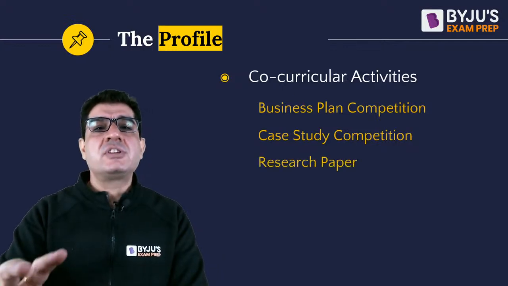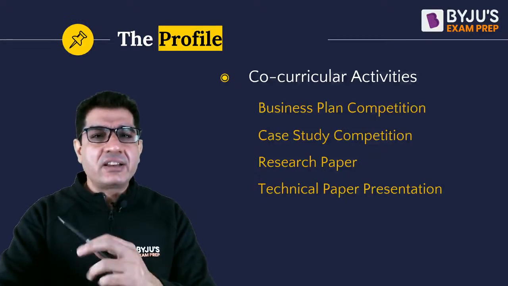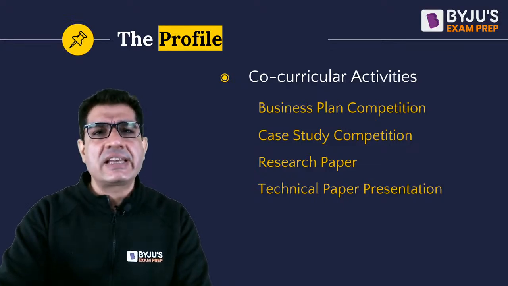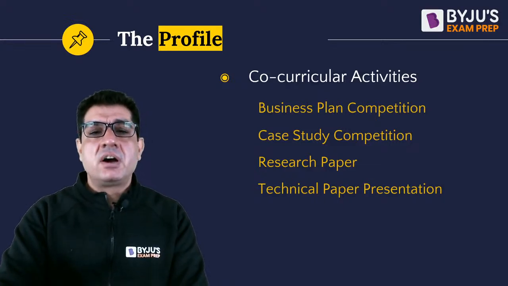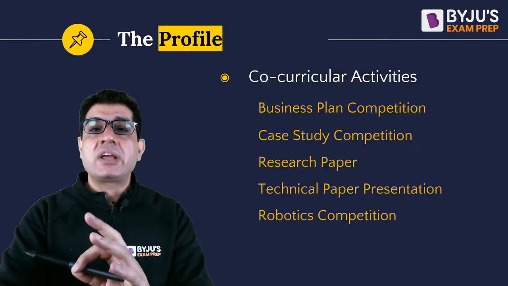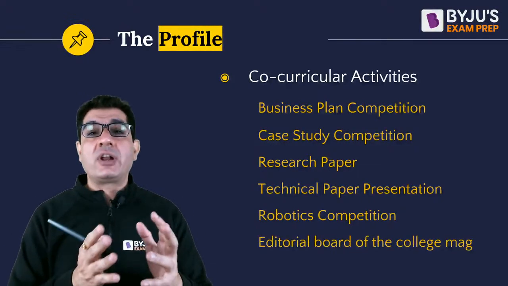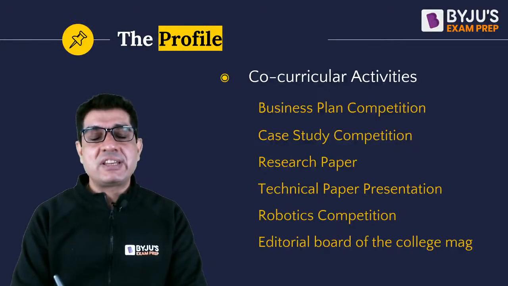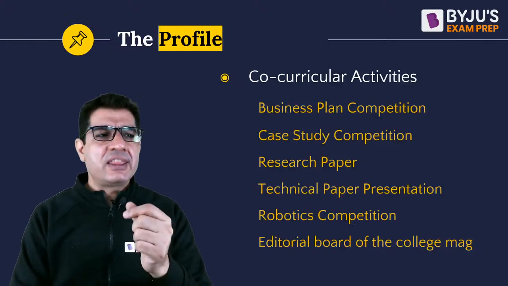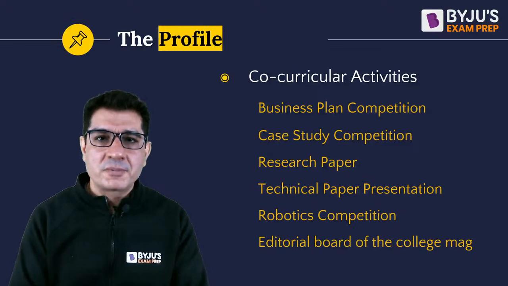How about getting some research papers published, or if you're an engineer, getting into all those technical paper presentations, right? So those are the kind of things that can definitely help. For example, robotics competition. Say you are an English honors student, being on the editorial board of the college magazine, that's a co-curricular activity for you. So look for those avenues that allow you to extend the boundary of curriculum a little more.